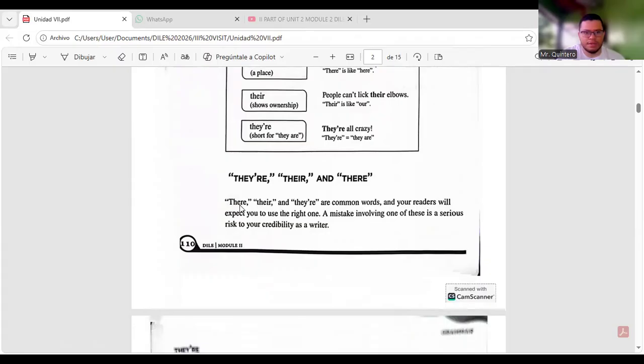There, their, and they're are common words. And your readers will expect you to use the right one. A mistake involving one of these is a serious risk to your credibility as a writer.